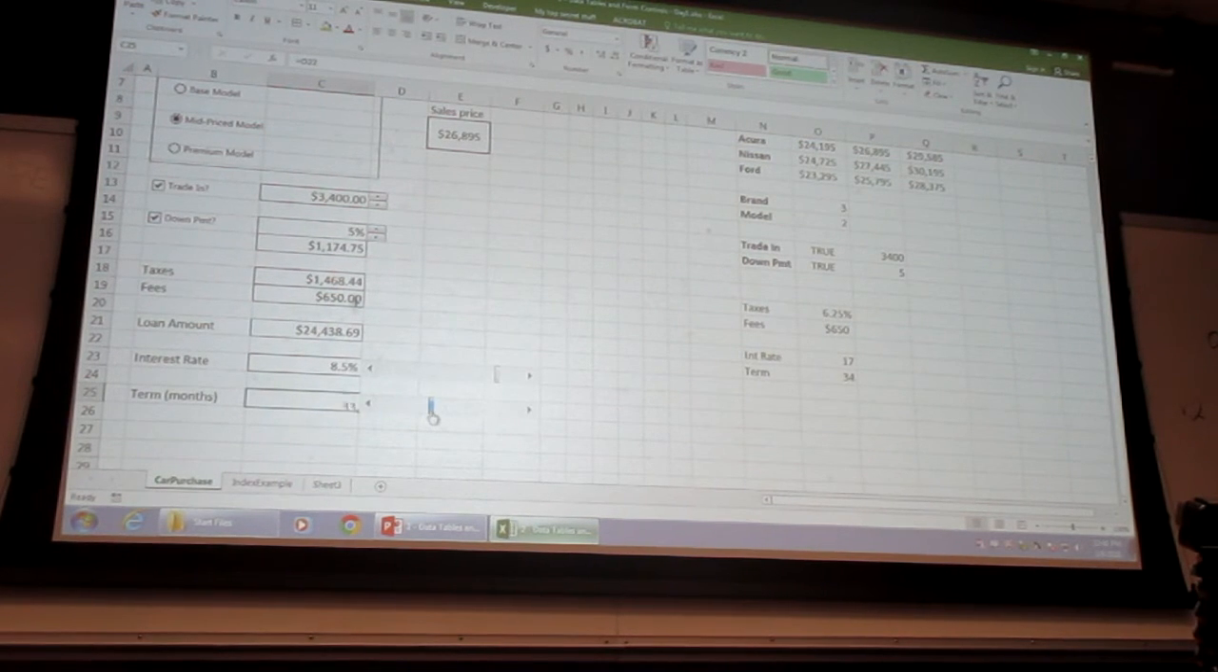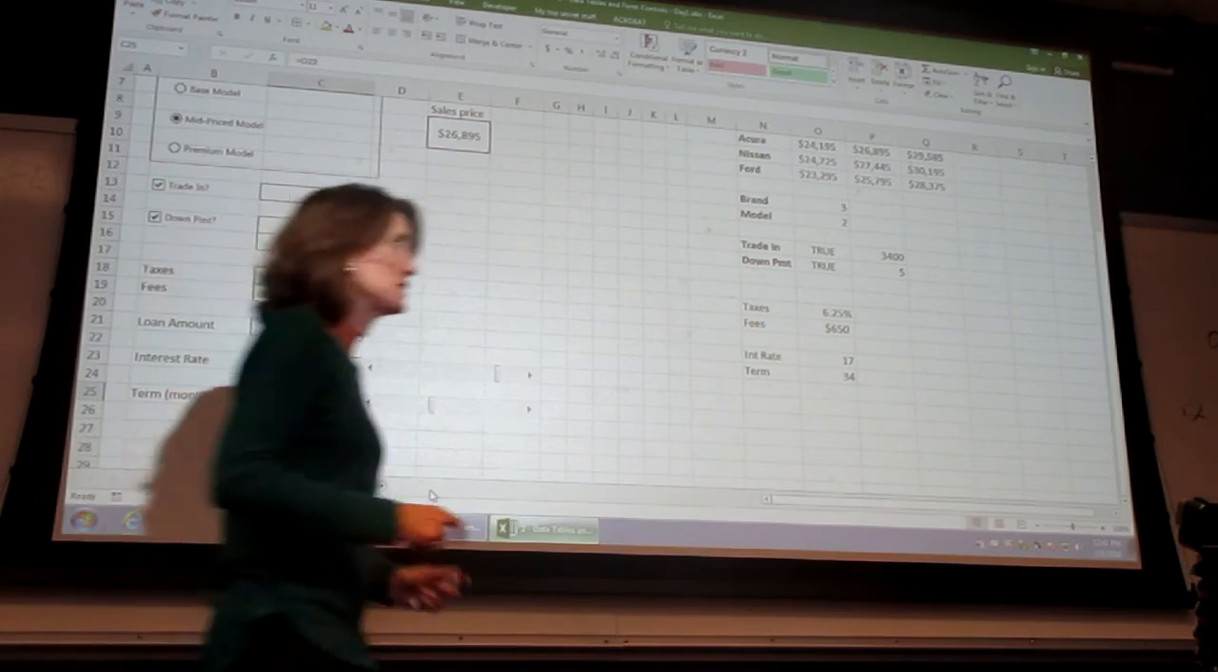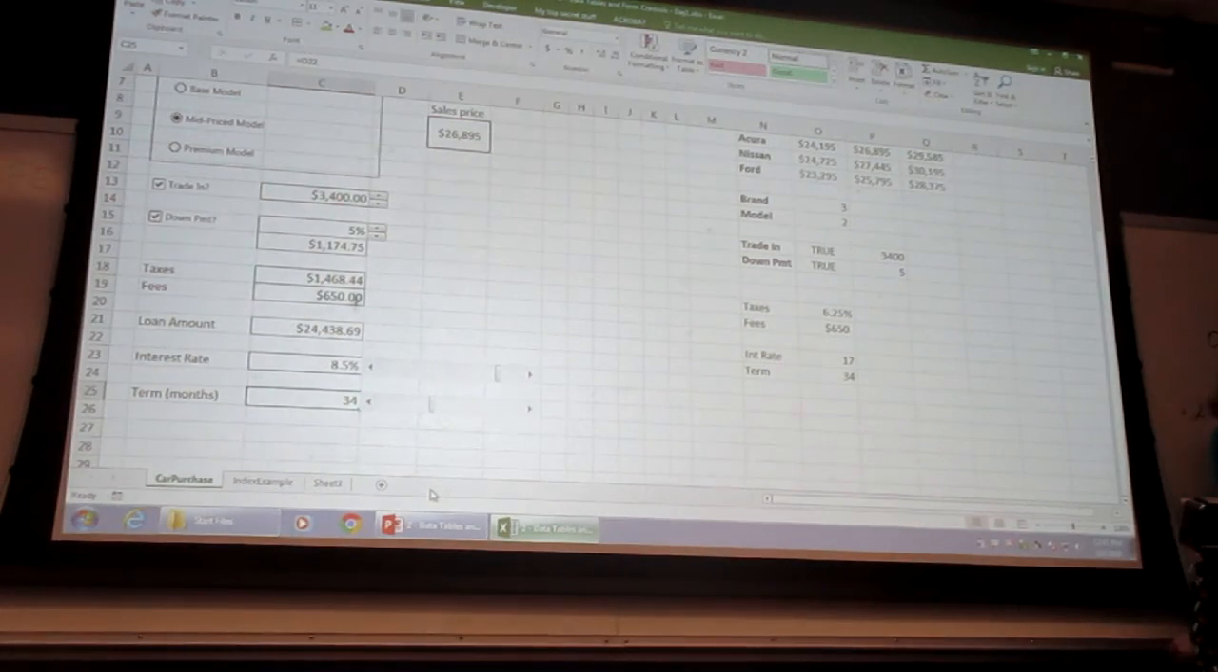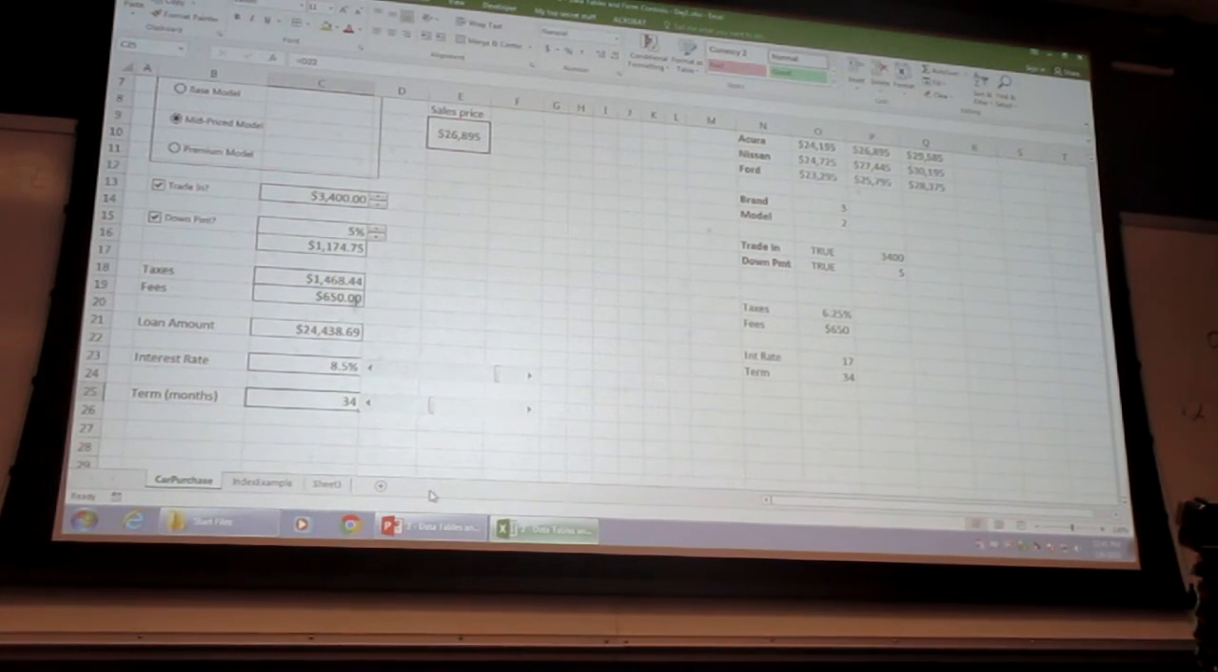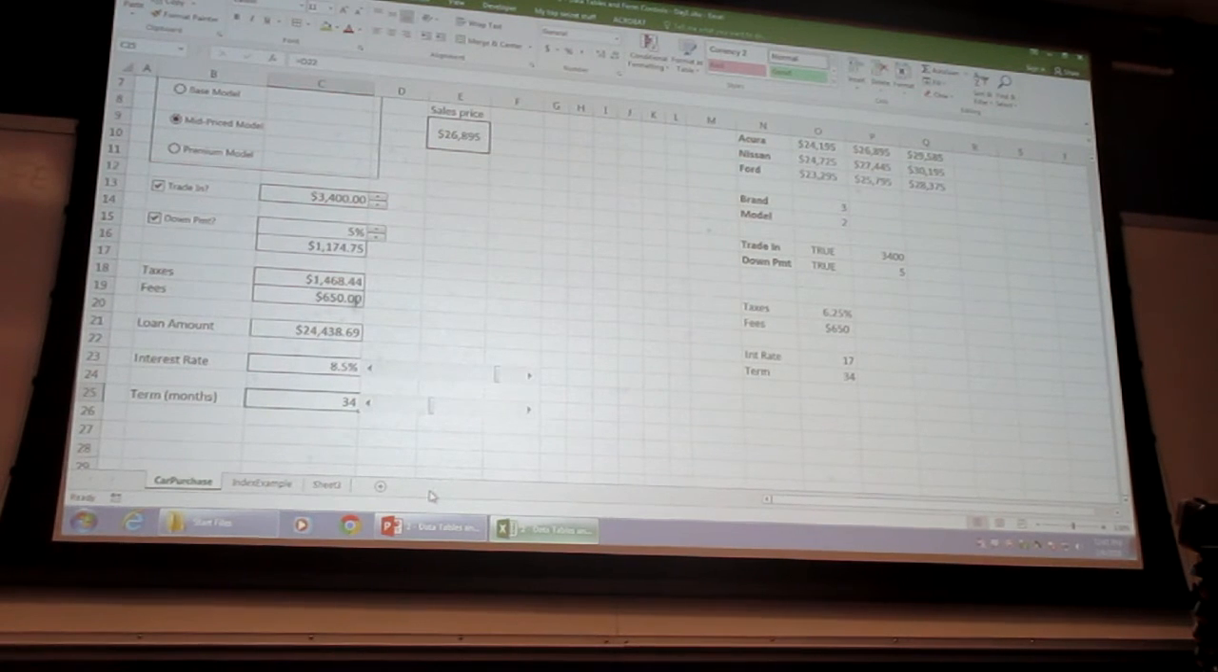31, 32, 33. So somebody asked, what's the difference in a spin button and a scroll bar? That's the difference in a spin button and a scroll bar. That's not a valid option. 30 and 36 are valid options, and 34 is not. So here's what we wanted: 12, 18, 24, up to 72.